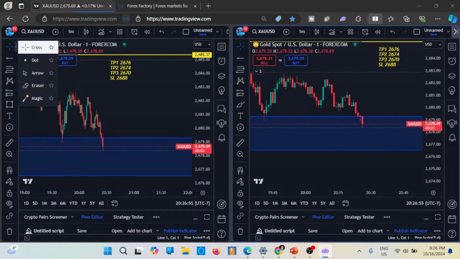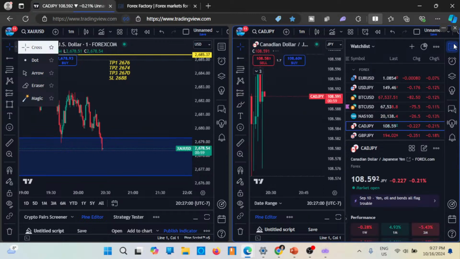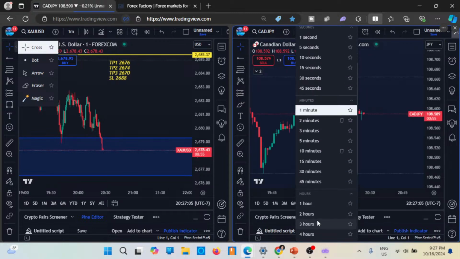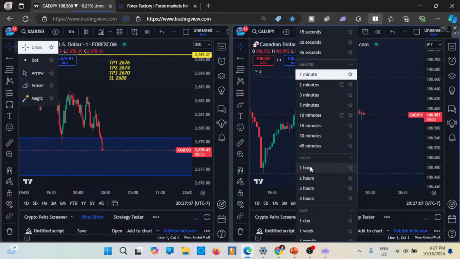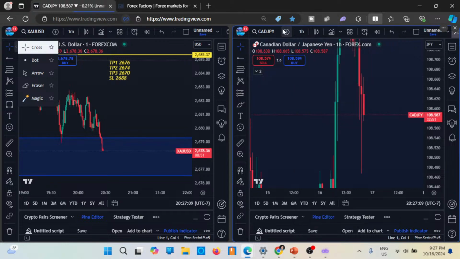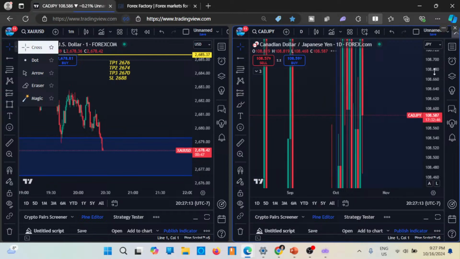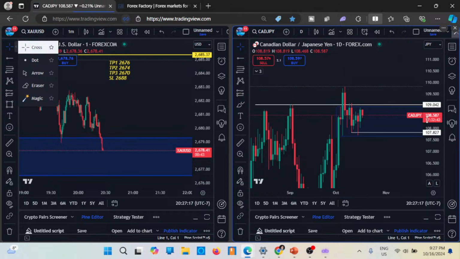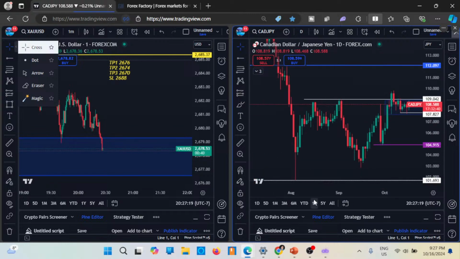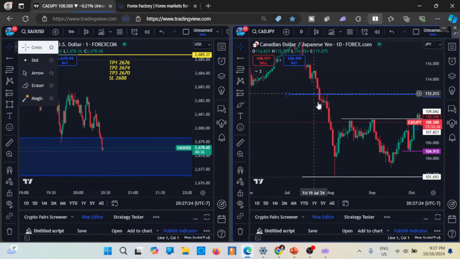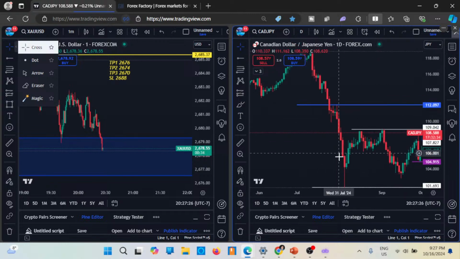Okay, so now let's go back to CAD JPY, because I was teaching you guys something very important that can really help you to be able to predict where the market is heading. So we were looking at CAD JPY here, and I was analyzing it and telling you guys how to trade when the market is in a downtrend. You always want to figure out what the market structure is, and I told you this pair we're looking at is currently in a downtrend.